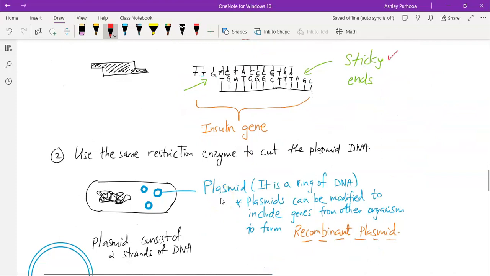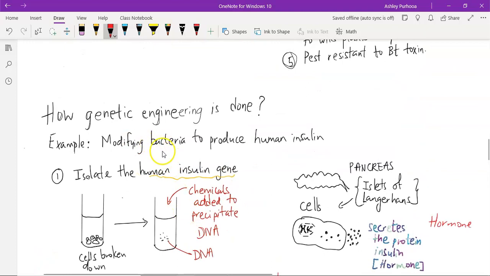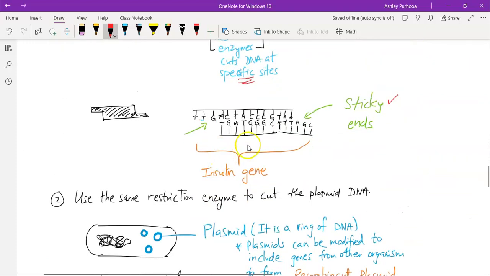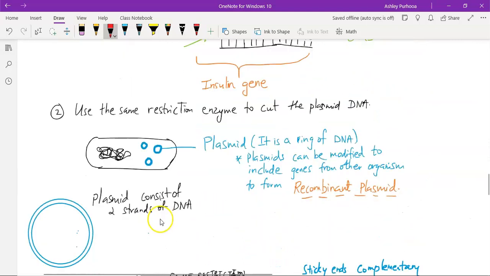The next step is we have to have a look at the bacteria, because the aim is to modify a bacteria. So you basically want to insert this particular gene in this bacteria. That's where you need to know something about plasmids. Interestingly, bacteria have their own DNA, you can see it here, but they also have rings of DNA called plasmids. And plasmids can be modified to include genes from other organisms. Once you've added another gene to this, you get something called a recombinant plasmid.